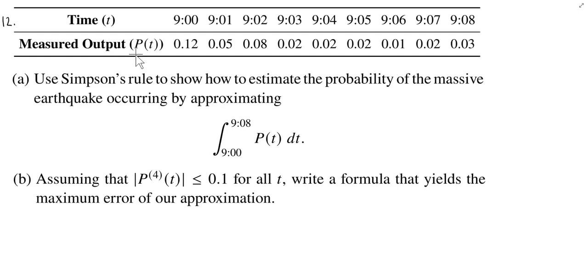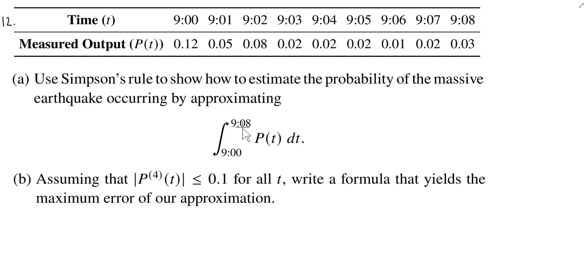The story said, well, if you wanted to get a good approximation, you really needed about 10,000 data points, but, well, we couldn't get that kind of data. We were able to get 9 data points, right? And that's because, well, getting these data points is expensive. Okay, so we're given a table of values. So it looks like we were able to, every minute, compute the value of this p of t. And so we want to compute the area under the curve at least between 9 o'clock and 9:08.